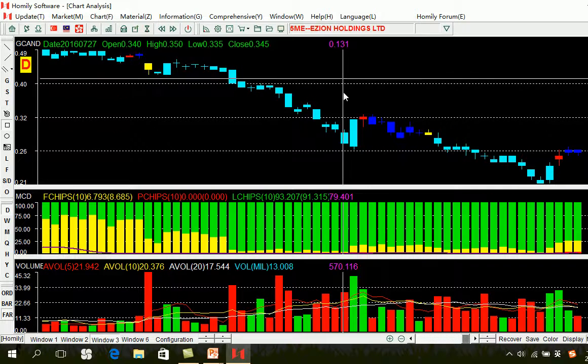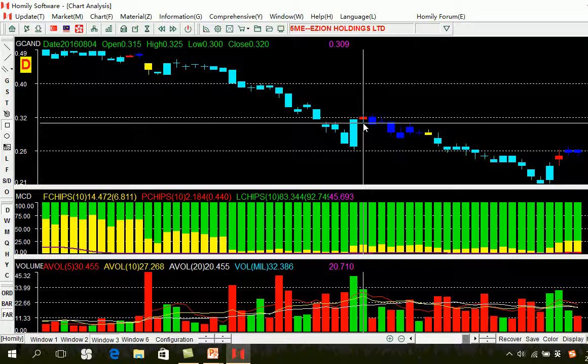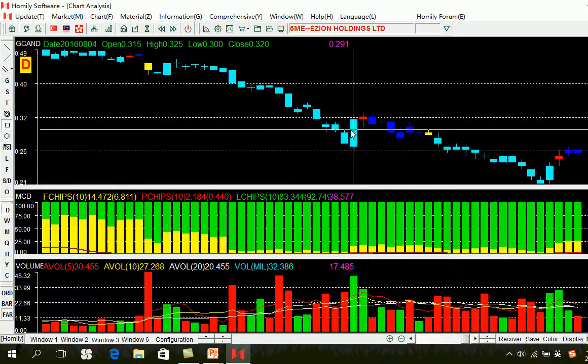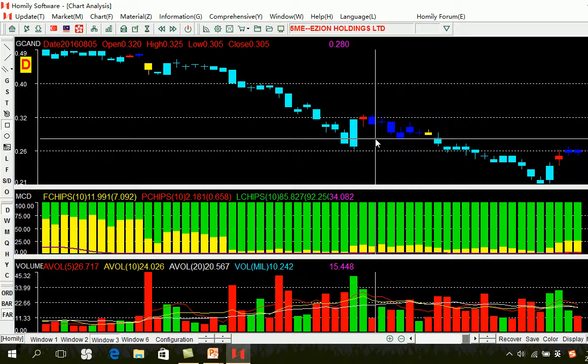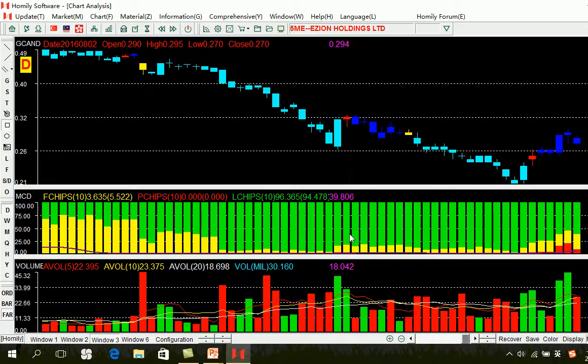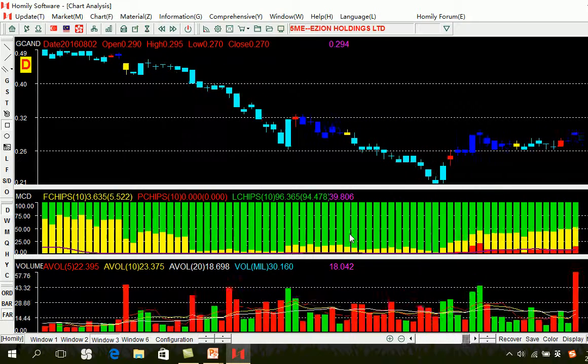Then we can see here, why if we buy here we will lose money? Because this is the downtrend, right? Not the uptrend, downtrend, okay? And you can see there's no red color. So here you'd better know that.